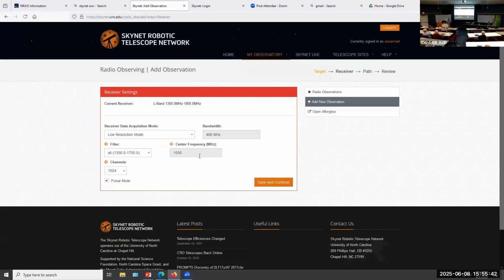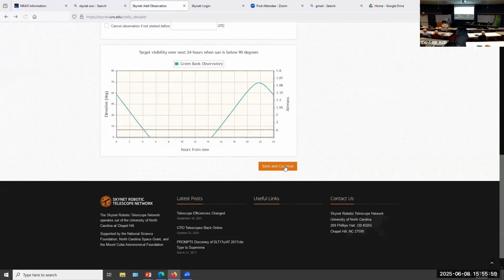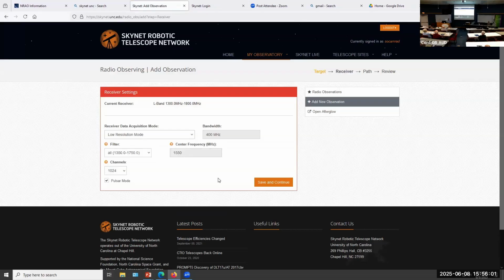So we have a low resolution run. You have your choice with the center frequency. If you want the high resolution, you do have a choice. You have your center frequency and your secondary frequency. And even if it wasn't pulsar mode, well, you only have pulsar mode and low resolution.